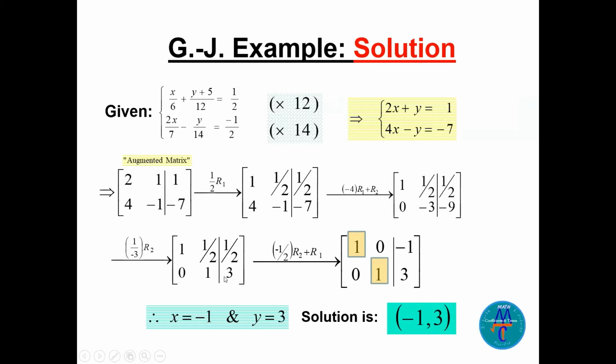See, we don't stop here. In Gauss, we stop here. We continue to make this half 0. So this is 1 and this is half. The opposite of half is minus half. So I multiply the 1 here by minus half, and then I will add to row 1. So I will get 1, 0, 1, 0. So I can say directly x will be minus 1, y will be 3, and this is the solution x and y. This is the Gauss-Jordan method.